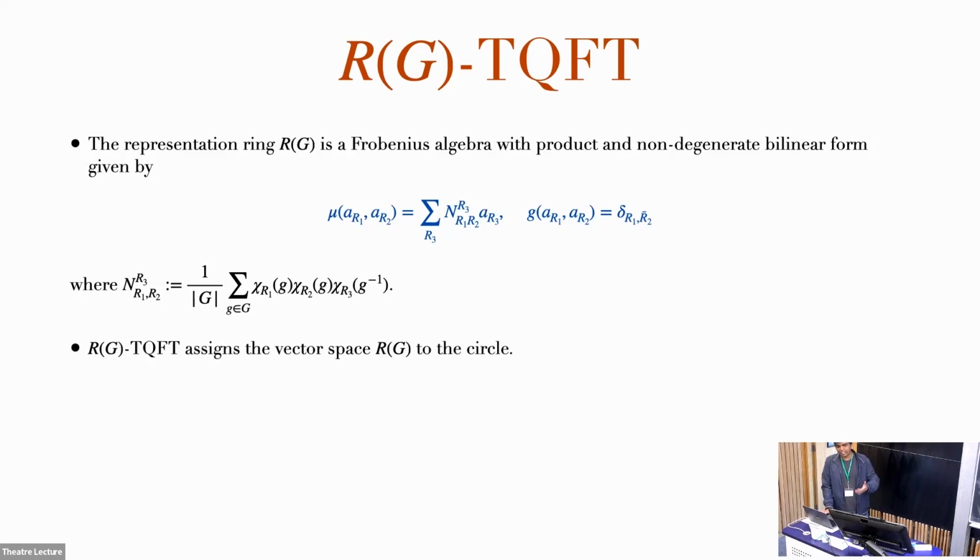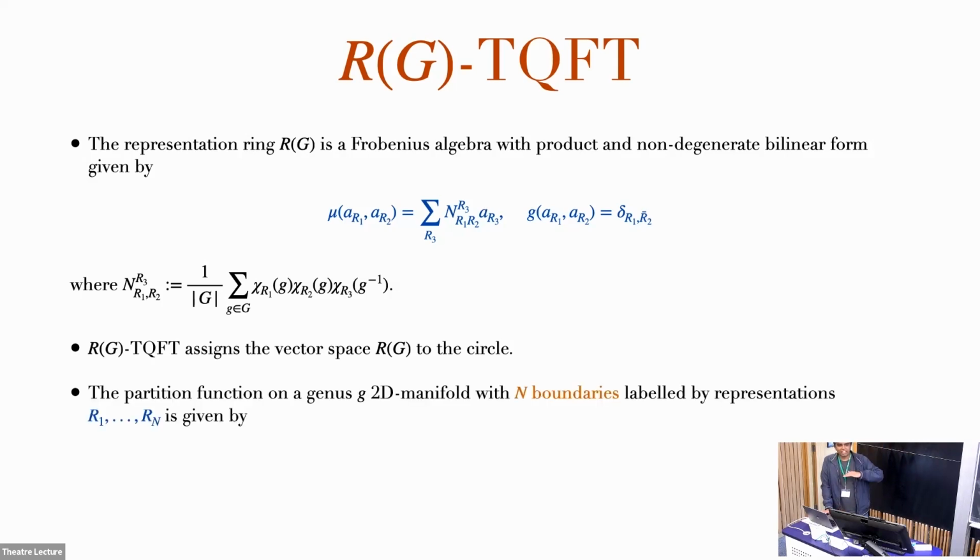And for this TQFT, again, we can construct all the partition functions. This assigns the vector space RG to the circle, similar to how the center of the group algebra is assigned to the circle in the G TQFT. We can compute the general partition function for a genus G manifold with boundaries. Now the boundaries are labeled by irreducible representations, analogous to the conjugacy classes labeling boundaries in the G TQFT. For this, we can compute the partition function and we get this expression.